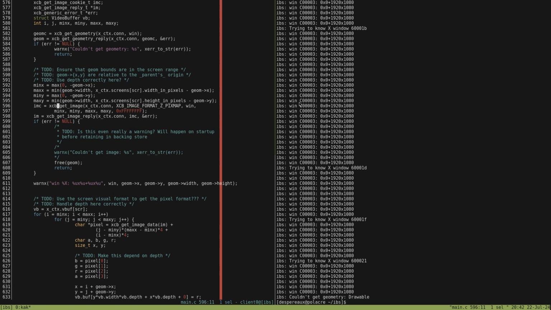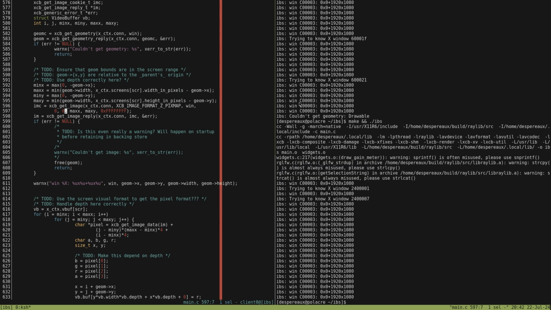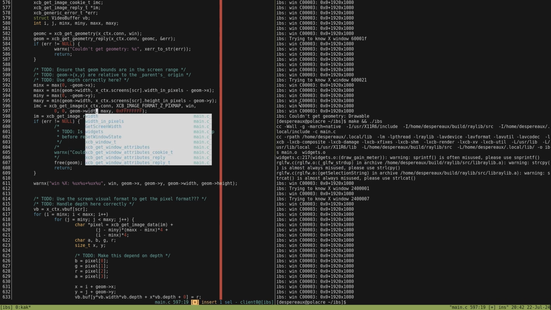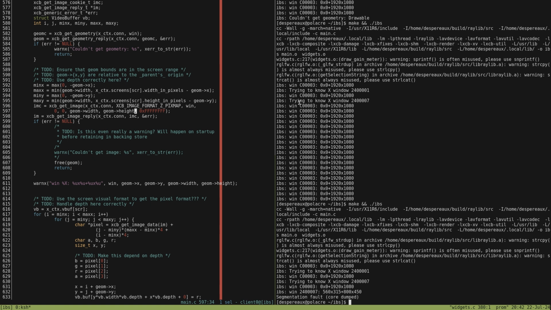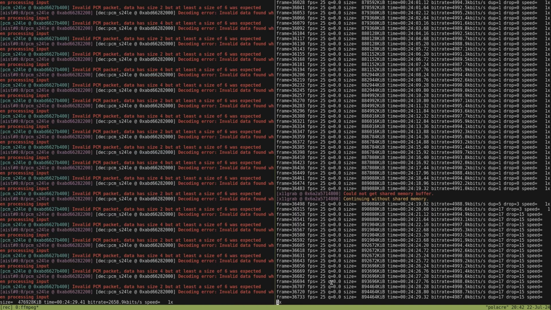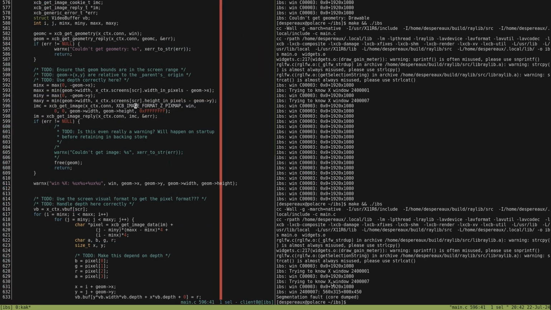I don't think so. I just don't think that's the problem. Ah. Okay, it's one of the problems. This looks like we're not managing memory correctly.